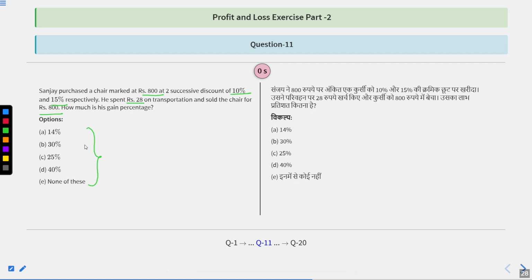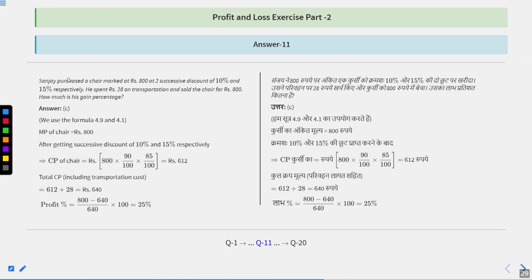Now time's up. Let's see the solution. In this question, we use formula 4.9 and 4.1. According to the question, the mark price of the chair is 800 rupees. After getting successive discounts of 10% and 15% respectively, the CP of the chair will be 800 multiplied by 90 upon 100 multiplied by 85 upon 100. Then we directly calculate the cost price. Clear? So the cost price will be 612.